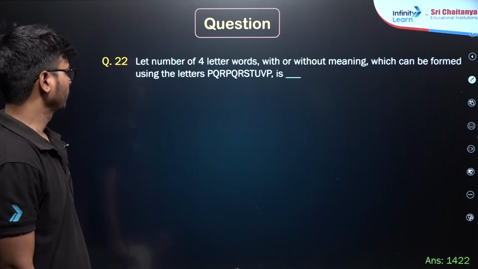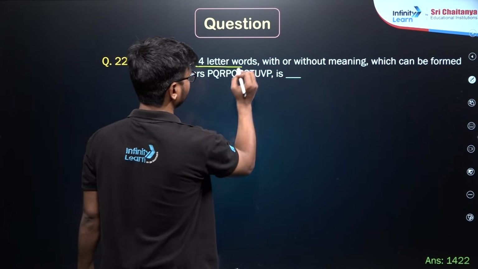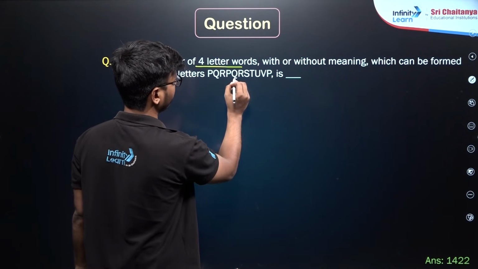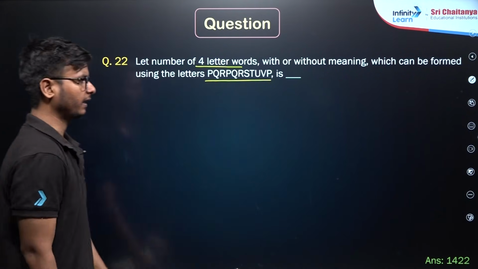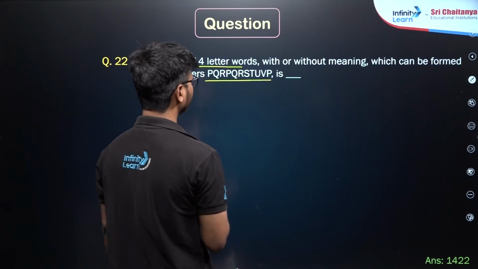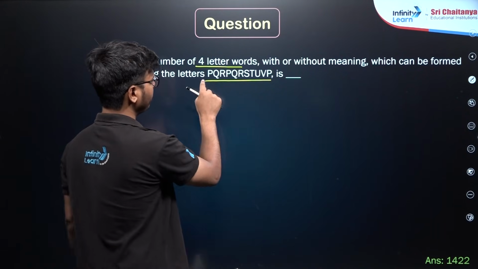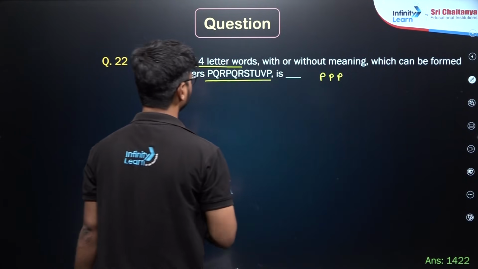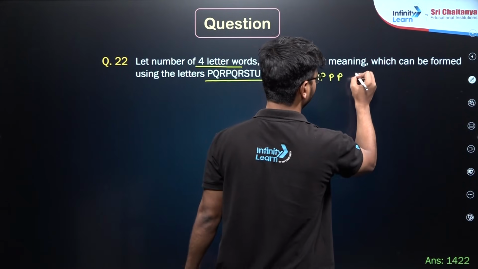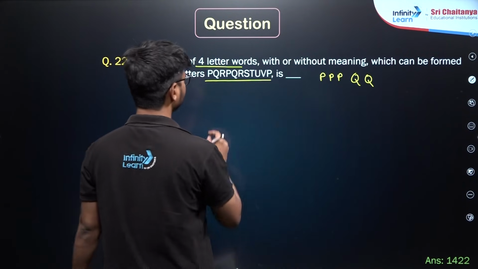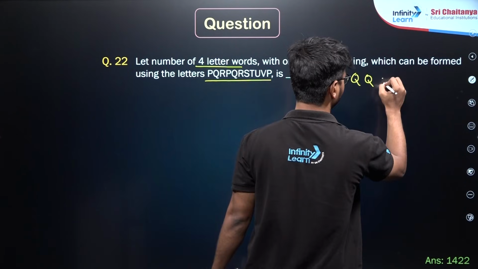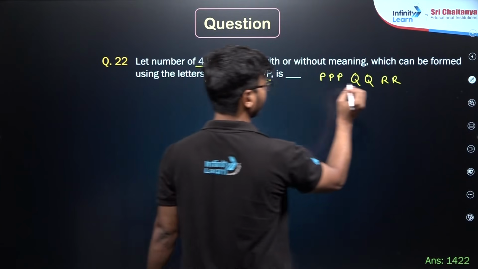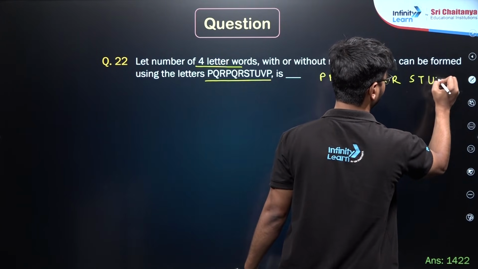Okay, so we have a question. Let the 4-letter words, with or without meaning, be formed using the letters P, Q, R, P, Q, R, S, T, U, V. Correct? So first of all, if we arrange these letters, if you observe, repetitions are there. P is getting repeated 3 times. Q is getting repeated 2 times, so I am writing Q and Q. R is getting repeated 2 times, R and R. And we are having S, T, U, V.